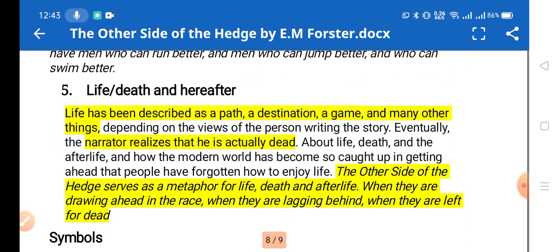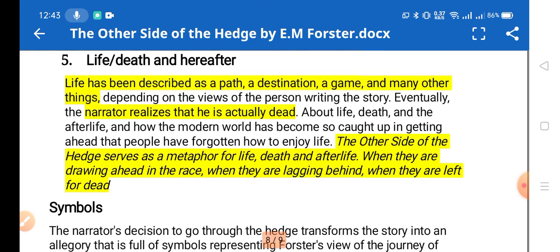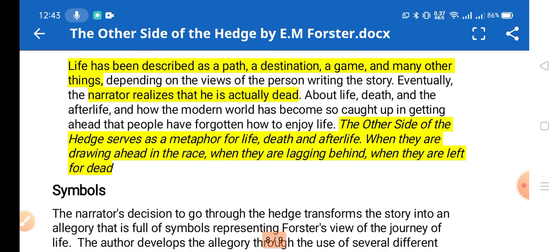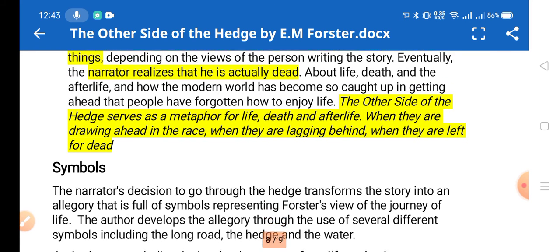And the last theme is the theme of life, death, and hereafter, which has been discussed in the story. Life has been described as a path, a destination, a game, and many other things symbolically and metaphorically. As we'll see in the symbols, the road symbolizes life. The narrator realized that he had actually died, and he was on the other side, meaning in heaven or paradise. The other side of the hedge serves as a metaphor for life, death, and hereafter. When they are lagging behind, they are left for dead.